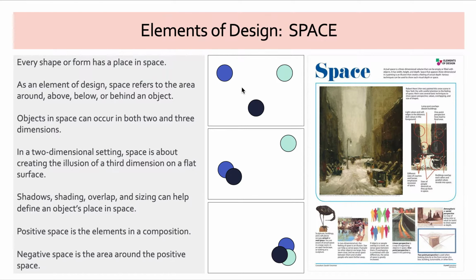So positive space are the elements in the composition. This is, and this is. The negative space is the background. So we talked about these as figures and ground when we were talking about Gestalt. We're now talking about them as positive space and negative space. And here you can see the circles are laid out within this space differently here and then differently here. And how they're laid out also talks about their relationship.